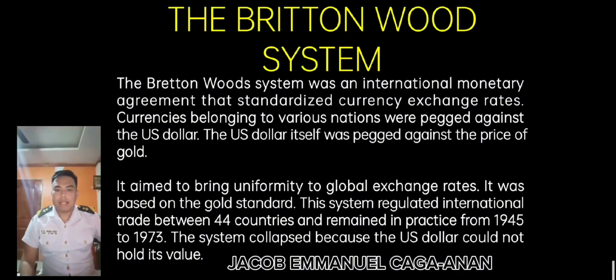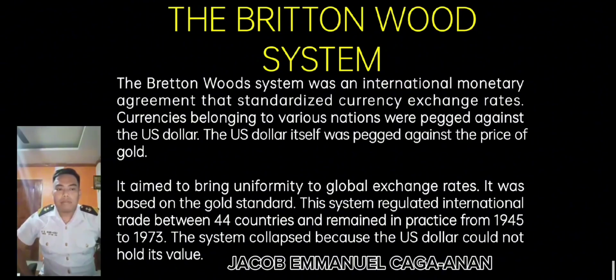I am the one to discuss the Bretton Woods system. The Bretton Woods system was an international monetary agreement that standardized currency exchange rates. Currencies belonging to various nations were pegged against the US dollar. The US dollar itself was pegged against gold. It aimed to bring uniformity to global exchange rates. It was based on the gold standard. This system regulated international trade between 44 countries. It was practiced from 1945 to 1973.